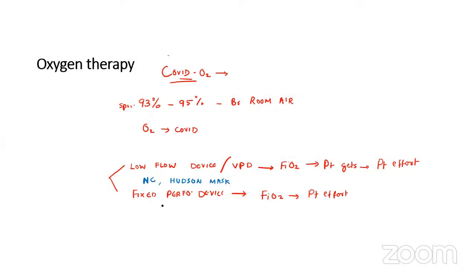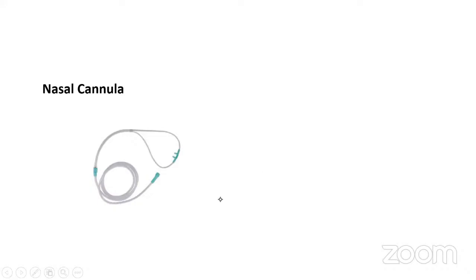While for fixed performance devices, we have a few examples to learn. Number one is the Venturi mask. Number two is the breathing circuit. Number three is NRBM, non-rebreathable mask with a reservoir bag. So these are very common questions which are usually asked in your exam. Now we will see them one by one.